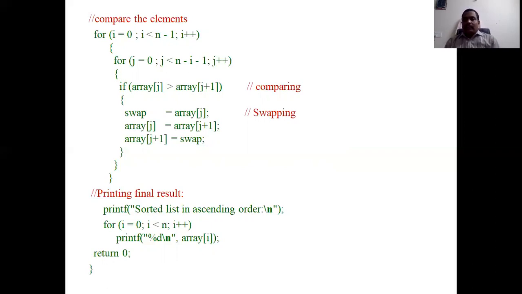So what we did here: first we are getting the number of elements. After that, we are getting the values of the elements. Then one by one we are comparing. Finally, we are getting the sorted order. After sorting, we are printing it. This is the implementation.